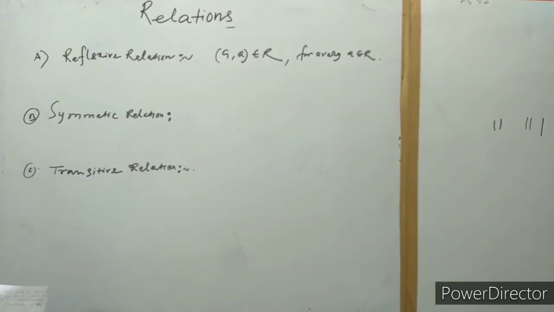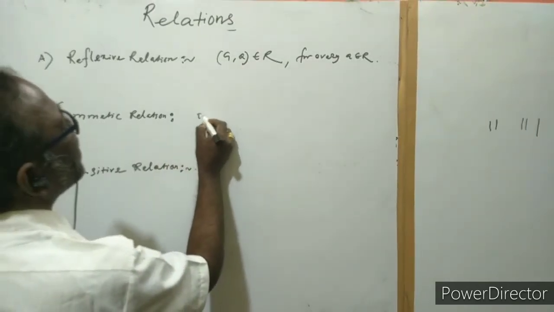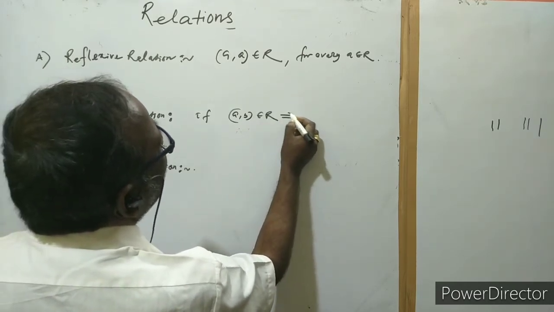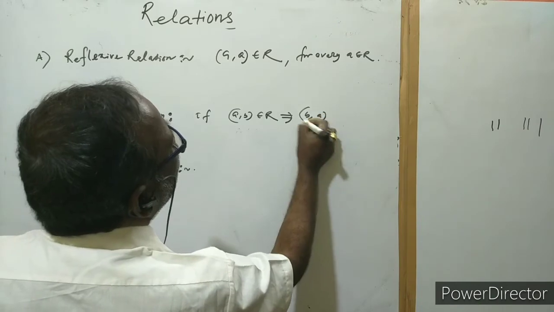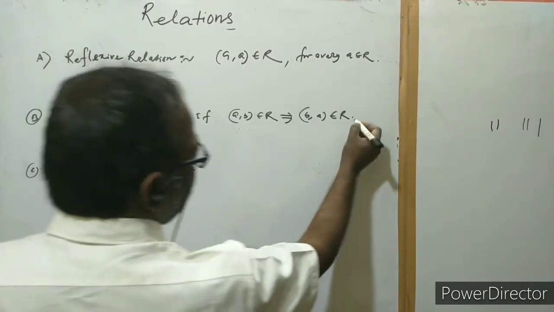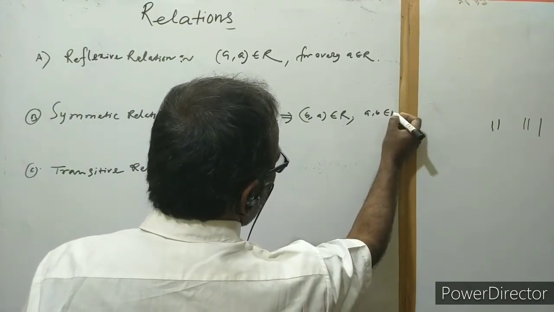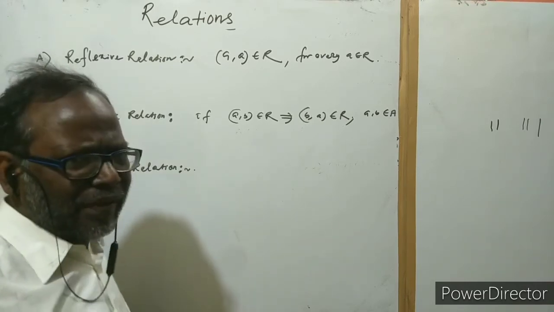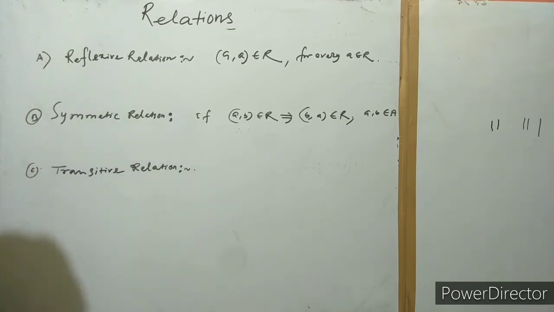And a symmetric relation is that if A comma B lies in R, it implies B comma A also lies in R. Then this relation is called a symmetric relation. So see here, if 1 comma 2 lies in the relation, then 2 comma 1 is also satisfied, and that type of relation we say is a symmetric relation. And the other point is transitive.